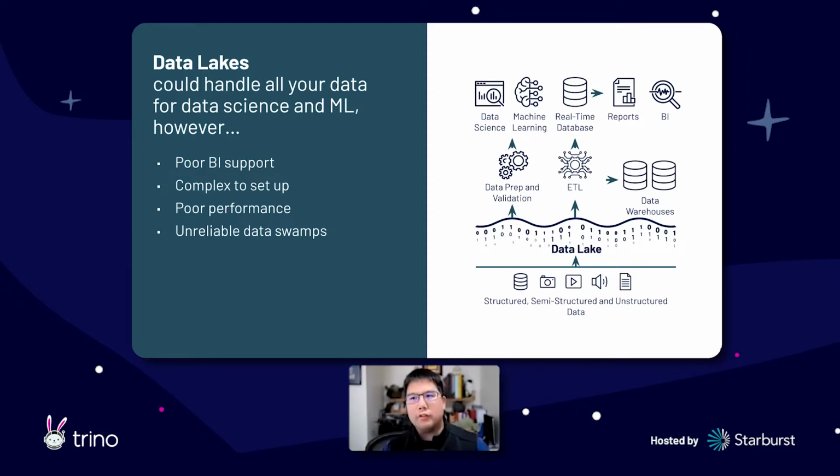And of course, to anybody that's in this particular conference, that's not true at all. But that was the idea that data lakes could handle all of your data for data science and machine learning, but with really poor BI support. For any system that wants BI, for example, if I wanted Trino to read a data lake, if I didn't have a schema, that's a horrible thing to have, right? It's super complex to set up at times. More often than not, extremely poor performance and unreliable data swamps.